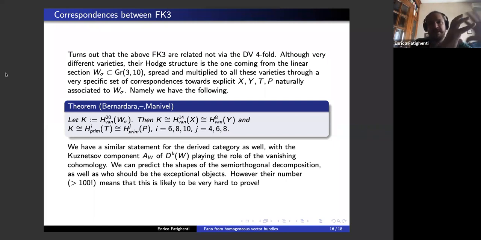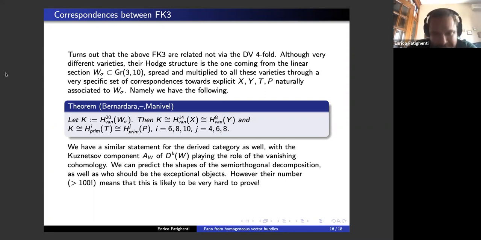So you do have this master structure, you spread it, you multiply it, and you describe all their structures starting from this master one. And in fact, we do have a similar statement for the derived category as well. And as before, you do want the Kuznetsov component of the derived category of this 20-dimensional W that plays the role of the vanishing homology.